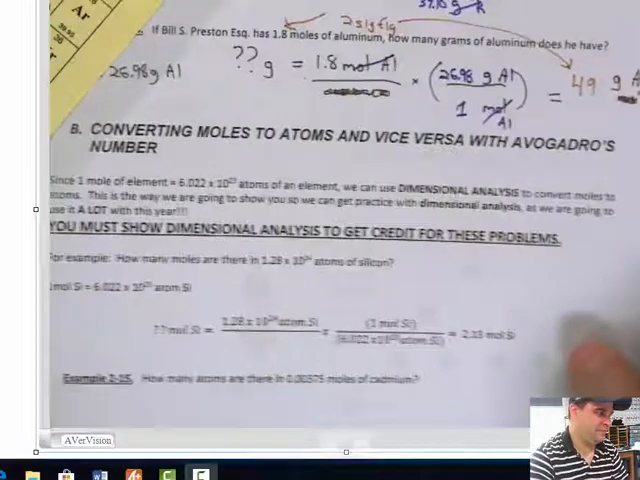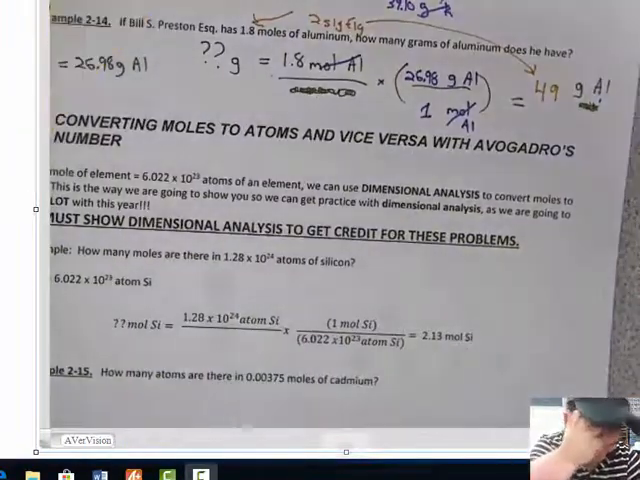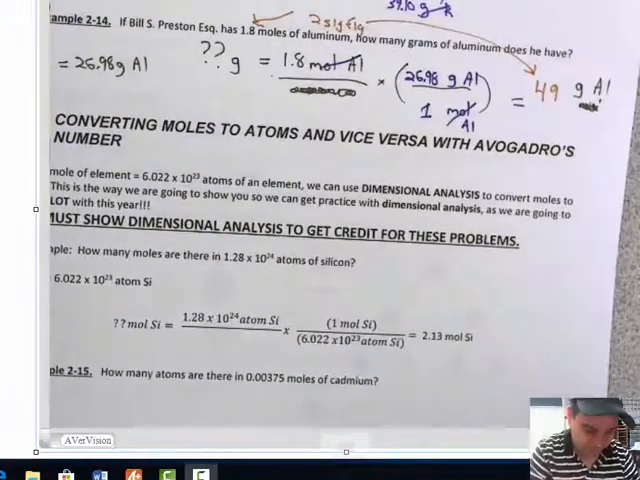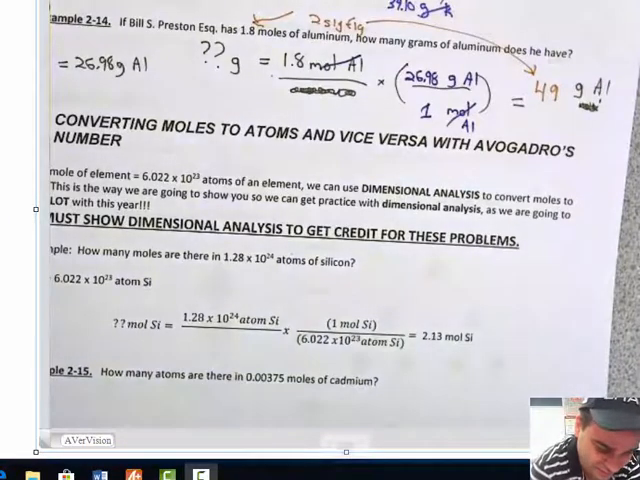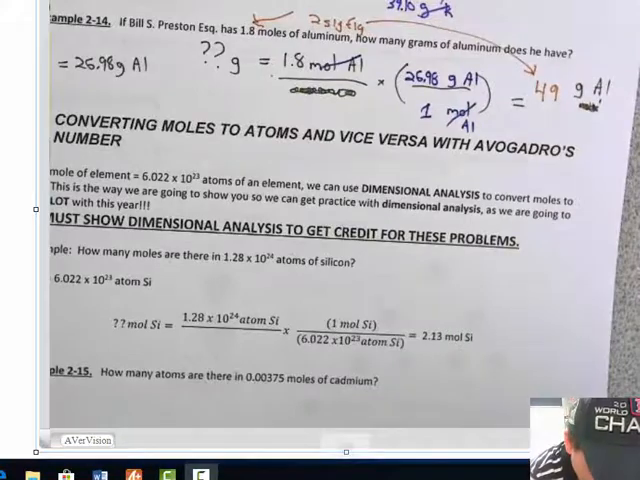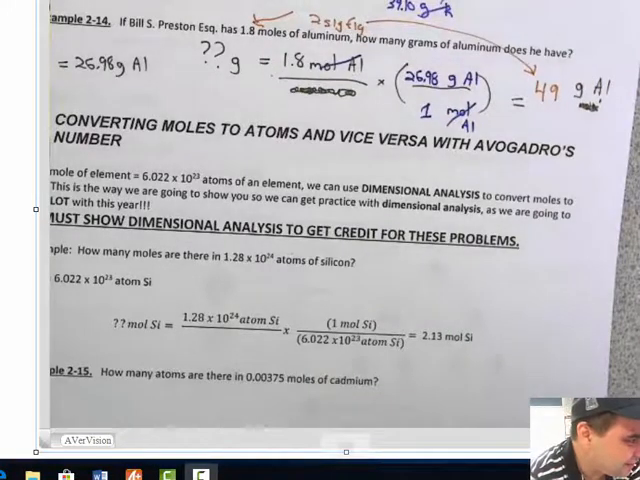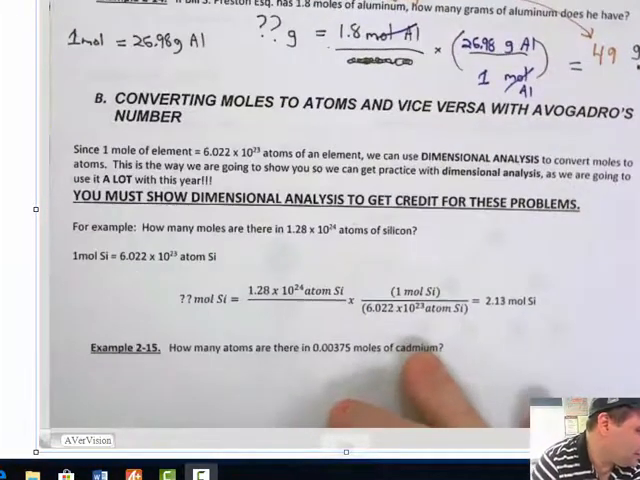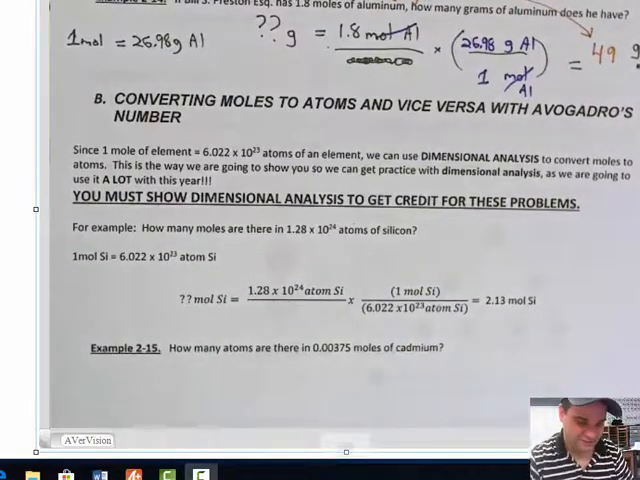Okay, part B here. Since 1 mole of an element equals 6.022 times 10 to the 23rd atoms of the element, we can use dimensional analysis for this too, to convert moles to atoms. We're going to be doing a lot of dimensional analysis this year, okay? So here we go. Here's our example problem.